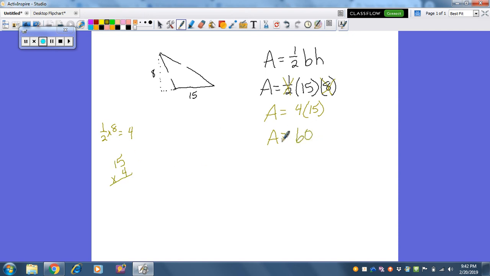Now, of course, your answer won't be 60. You have different numbers than I do, but you should have 1, 2, 3, 4 lines on your paper. You need the formula without numbers, the formula with numbers, the first step to solve, and then the last step to solve.